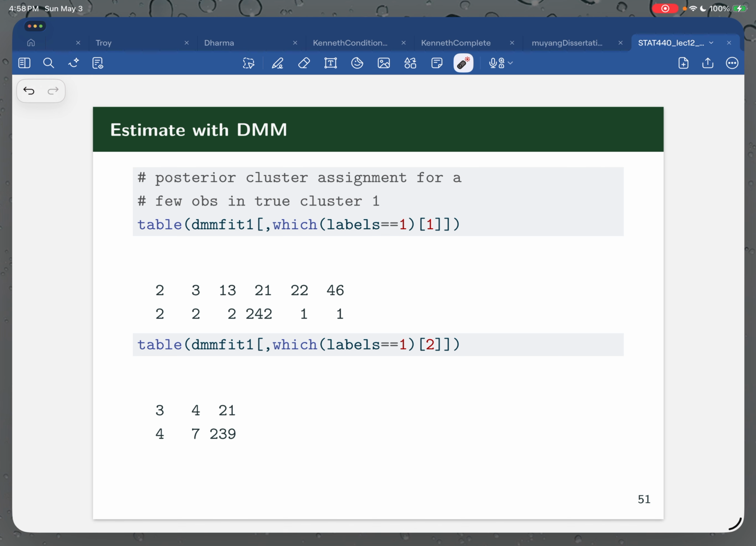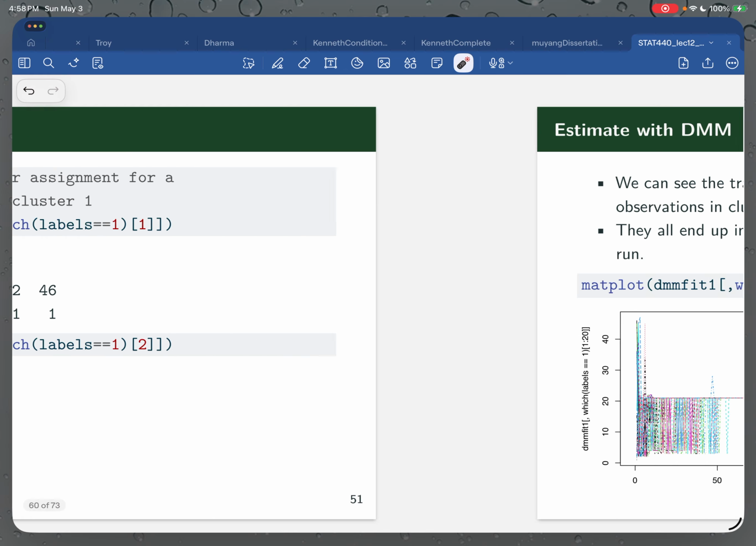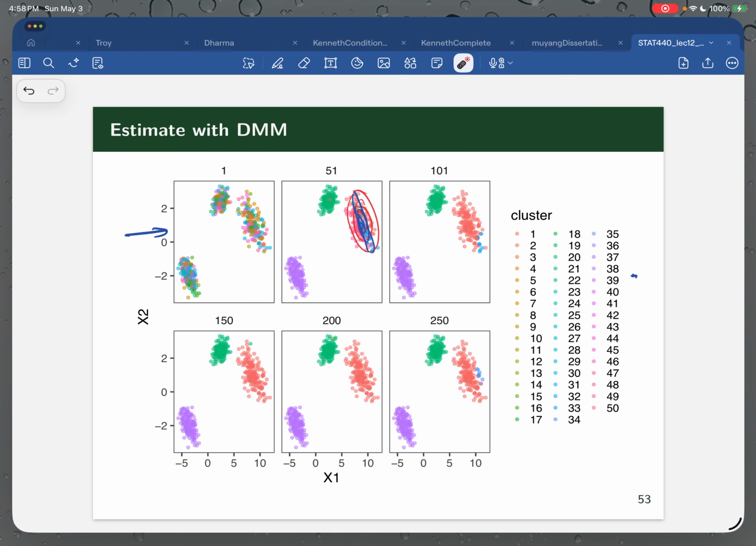We can do the same. This is just looking at another point that was originally in cluster 1. This is looking at the second point. You can see that it spent 4 time steps in cluster 3. It spent 7 time steps in cluster 4. And then it spent 239 steps in cluster 21. And not surprisingly, these 2 points ended up in the same cluster, which ends up being called cluster 21, because they were both in the same cluster in the generated data.